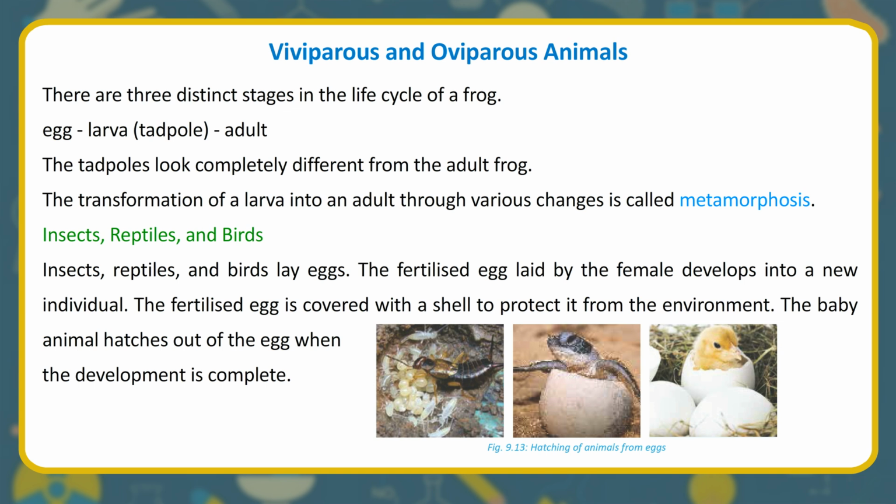Insects, reptiles, and birds lay eggs. The fertilized egg laid by the female develops into a new individual. The fertilized egg is covered with a shell to protect it from the environment. When the development is complete, the baby animal hatches out of the egg.